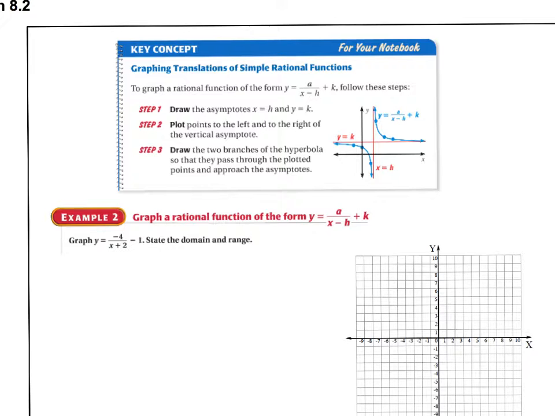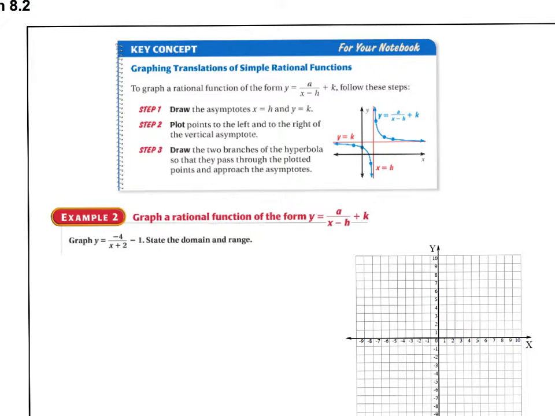The h's and k's are now your new asymptotes. So x equals h is your new vertical asymptote. Remember, you cannot get 0 in the denominator, and so any value of h that got you a 0 in the denominator would be an asymptote. Y equals k is your horizontal asymptote, and you have seen this before in different function families. Then after you draw those asymptotes, you're going to plot your points to the left and the right of the vertical asymptote and then draw your branches.